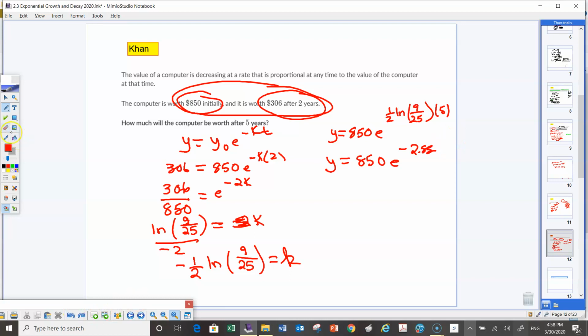And again, you wouldn't round off. You could carry that right through to the final answer before you round off, but I'm just showing you my work here. So this is 5, 5, 4, etc. So if I take e and I raise it to that exponent, and I times it by 850, it tells me that the computer will be worth approximately $66.10 if I round off to 2 decimal places. So your computer's not going to be worth very much after 5 years.